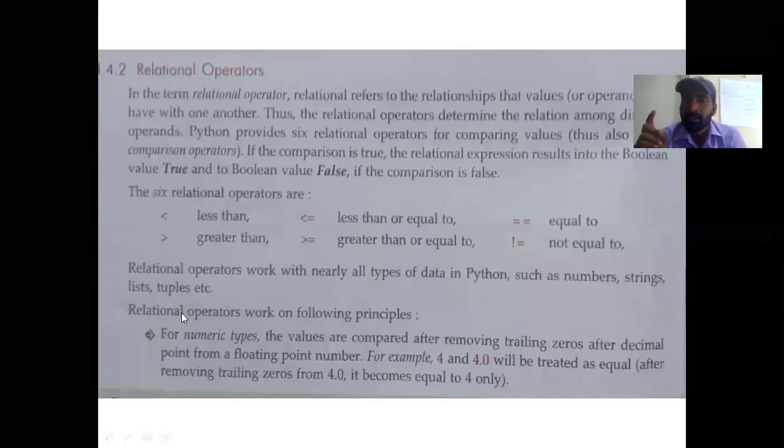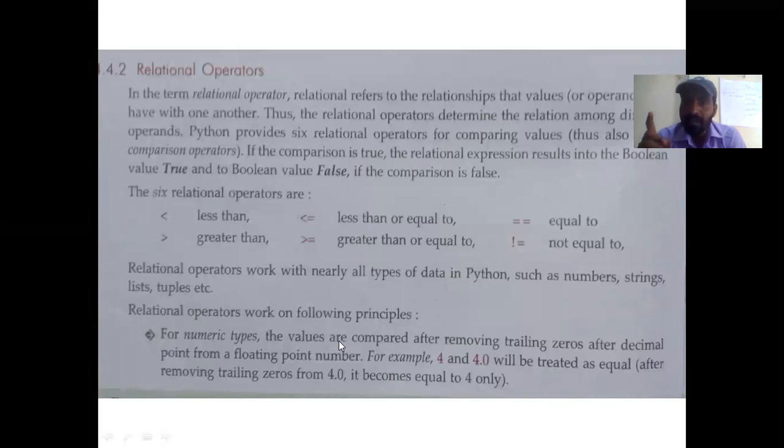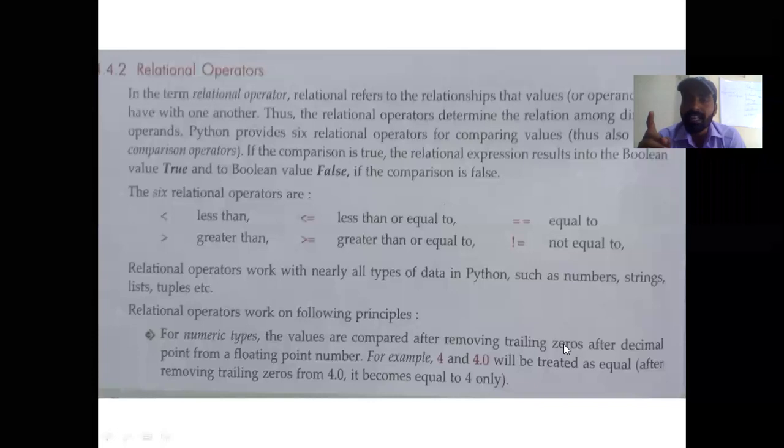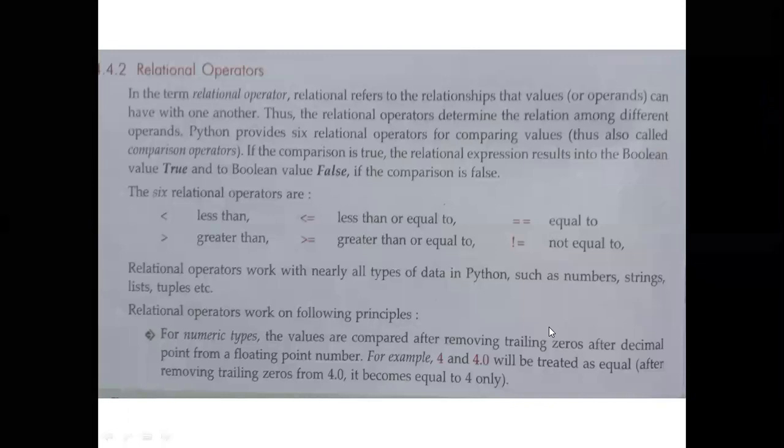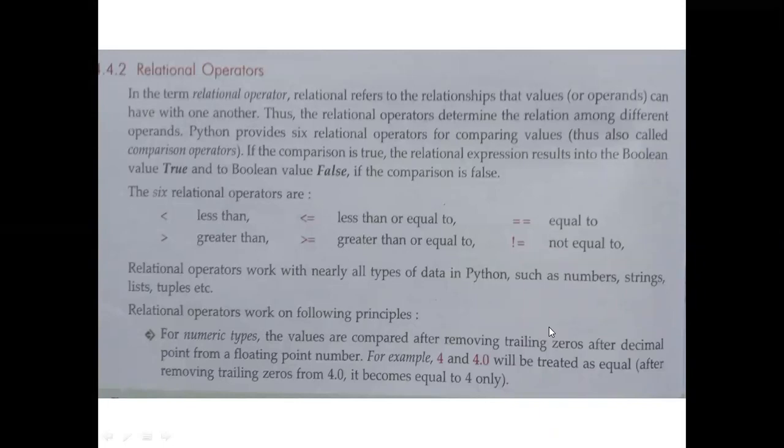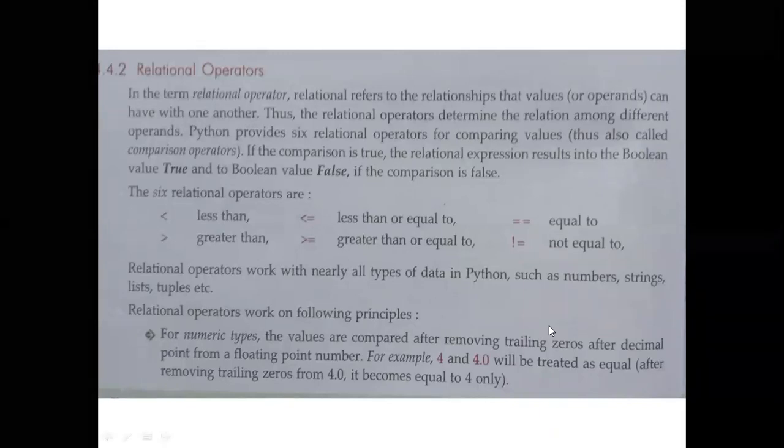Okay, everyone. So relational operators have some rules, and those rules are given here. First point: for numeric values, the values are compared. For numbers, the values are compared after removing trailing zeros. Trailing zeros means, if a 0 comes before the number, or a 0 comes after the decimal point, those trailing zeros will be removed and then the numbers are compared.